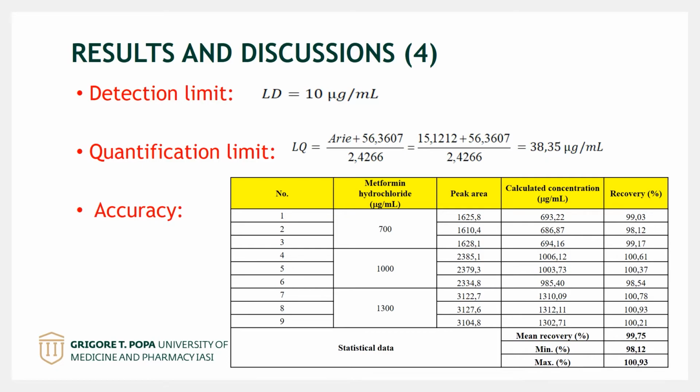The average finding in the study of the accuracy of the method for determining metformin hydrochloride by high-performance liquid chromatography has the value of 99.75%. The method is accurate.